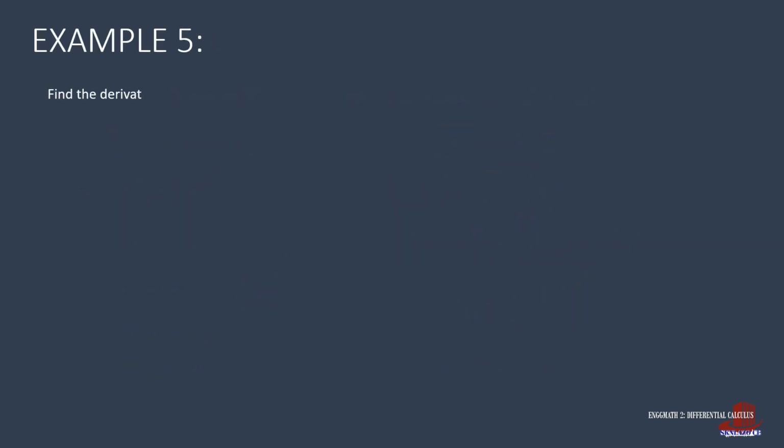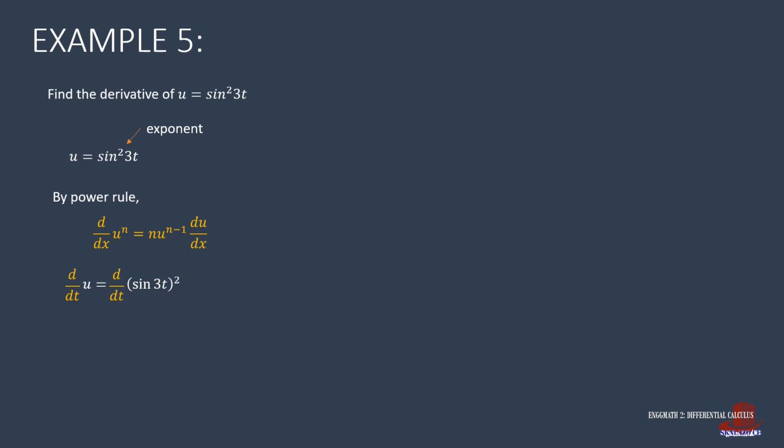Example 5 has the equation u is equal to sine squared of 3t. Take note that due to the exponent 2, we have a prior step before the trigonometric differentiation. We use power rule where the derivative of u raised to n is n times u raised to n minus 1 multiplied by du all over dx. With the function, we mark sine of 3t as u.